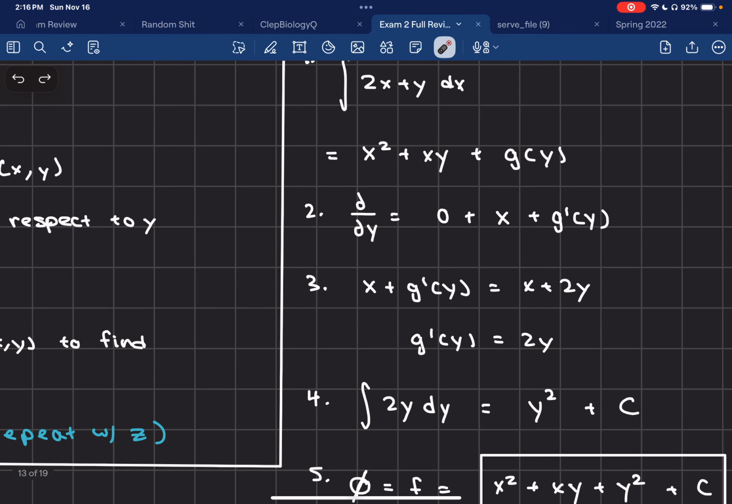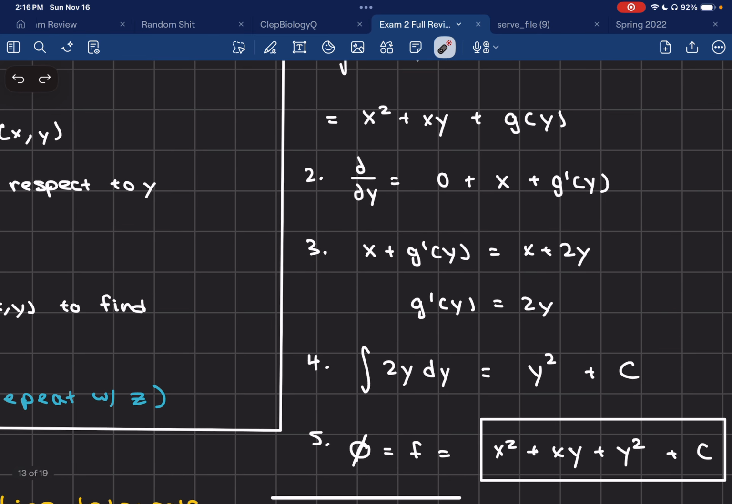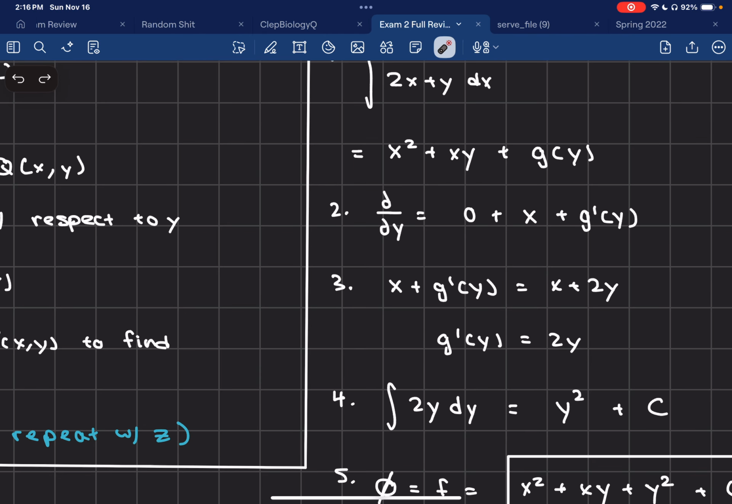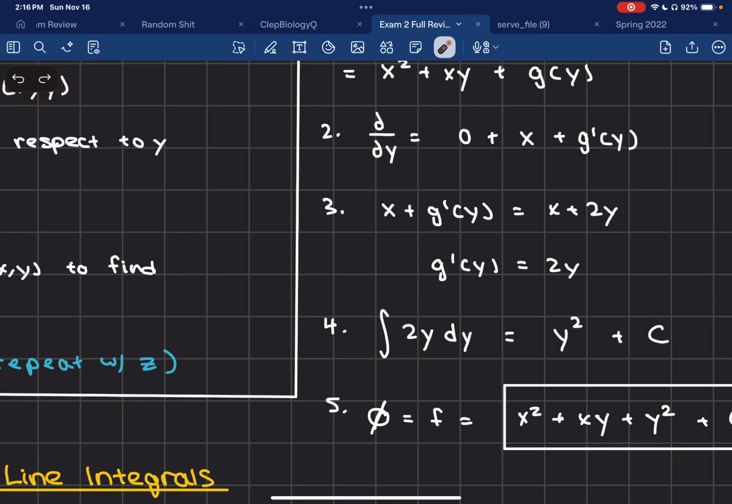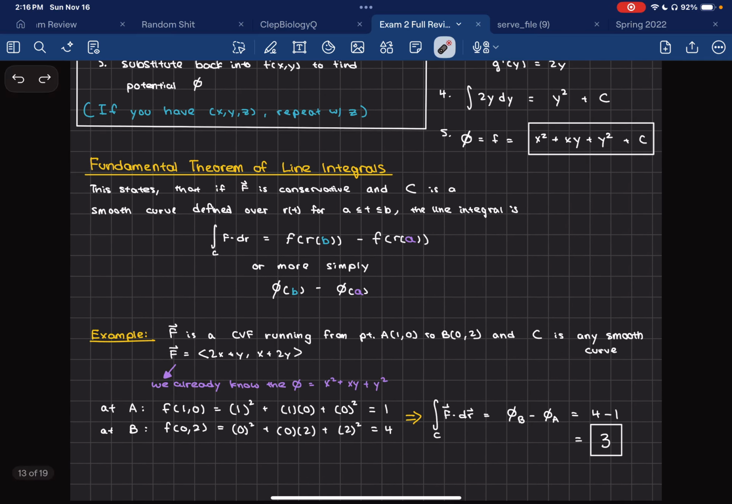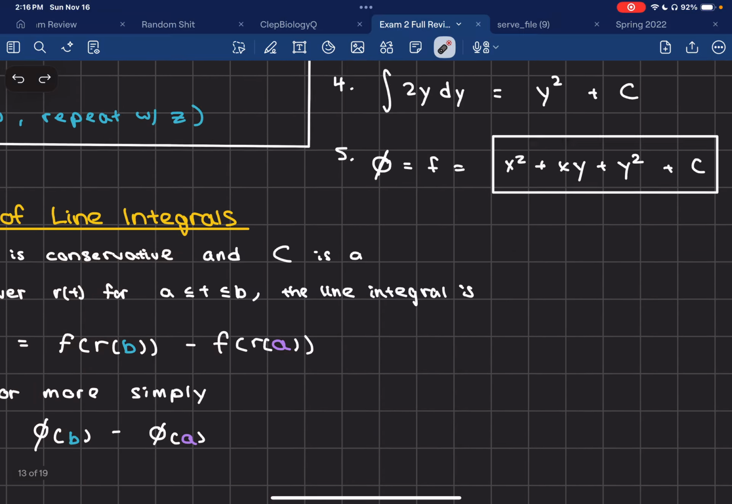Then I take the derivative with respect to y, so this becomes 0, this becomes x, and now I get g prime of y. After that, I set it equal to my g, which is x plus 2y, which cancels out, so I get g prime of y equals 2y. I integrate both sides to get my y squared, and then I just put it all back to get my final potential function. And it also has a constant, but when you go on to the fundamental theorem of line integrals, that constant doesn't exactly become too important.